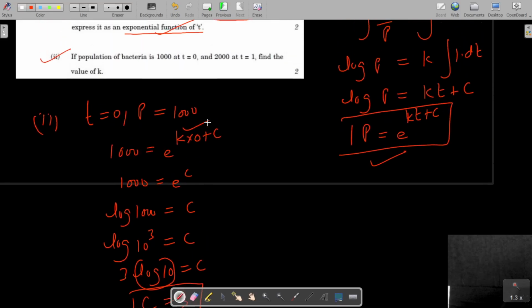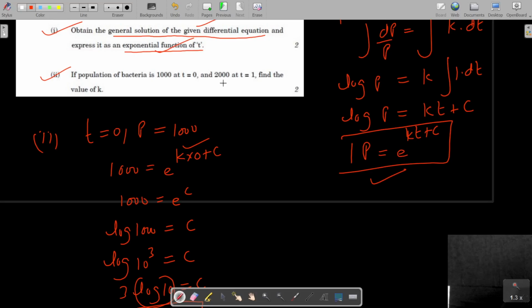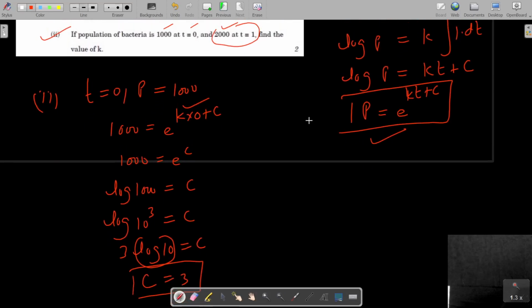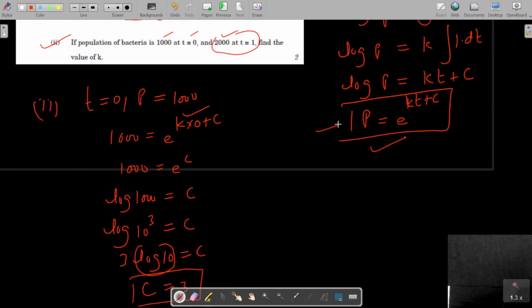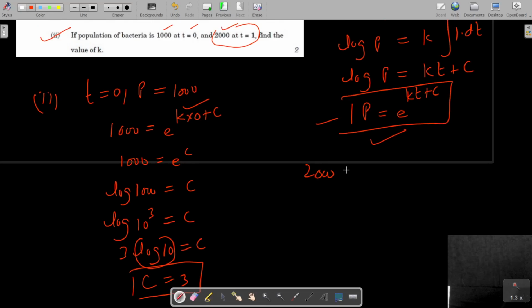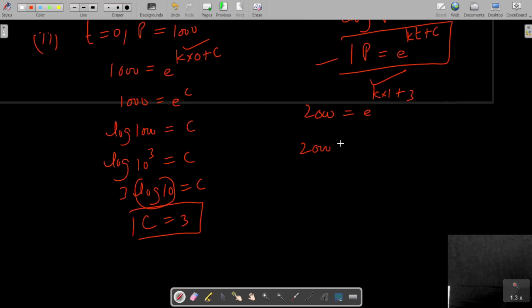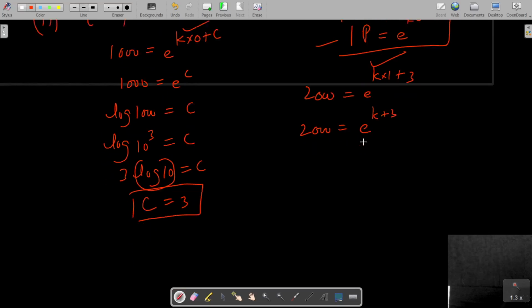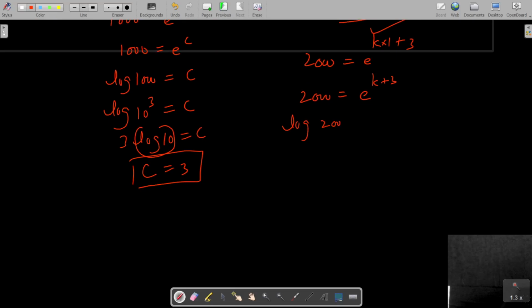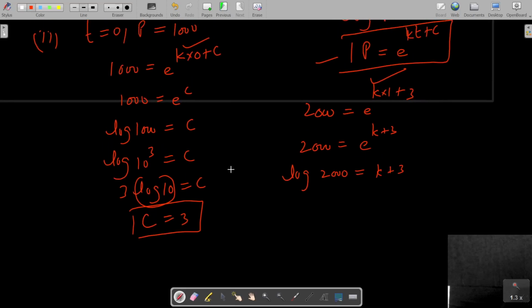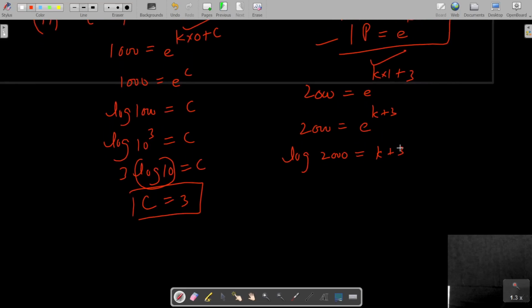Now we are given that the population of bacteria is 1000 at t is equal to 0 and 2000 at t is equal to 1. We have to find the value of k. So let's use this equation once again. The population is 2000 is equal to e raised to the power k, where t is 1. We have the value of c, which is 3, and we have to find the value of k. So 2000 is equal to e raised to the power k plus 3, which gives log 2000 is equal to k plus c.